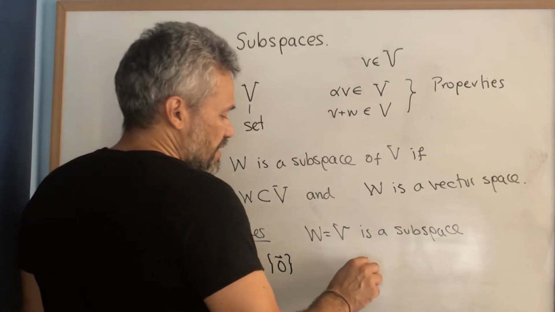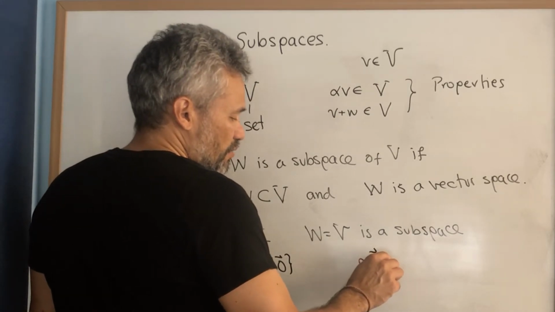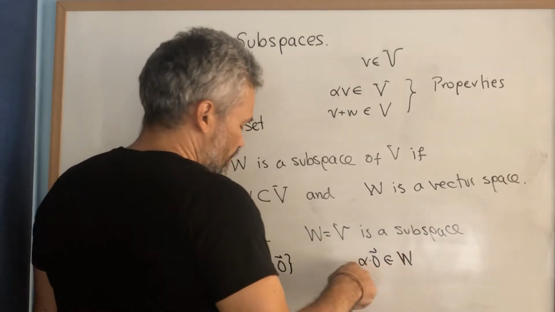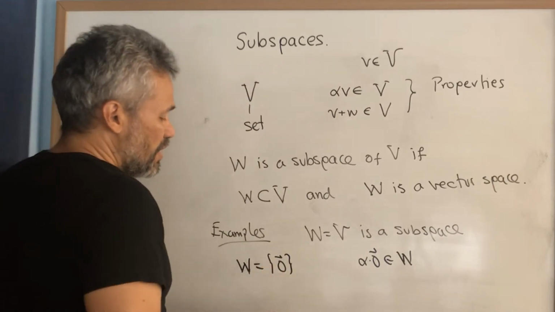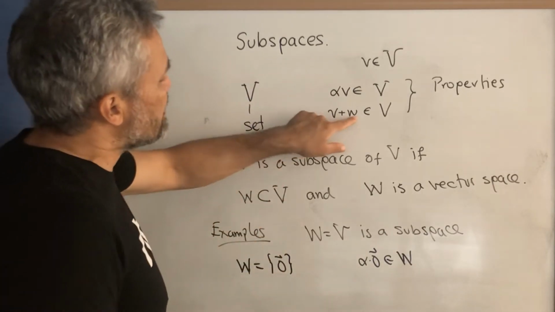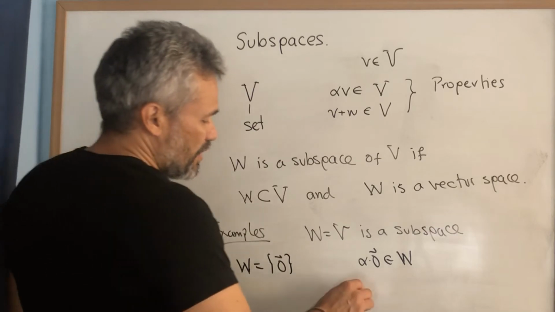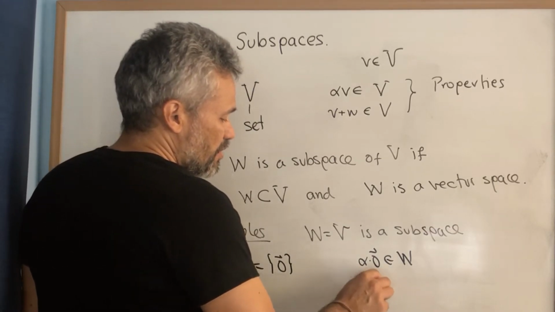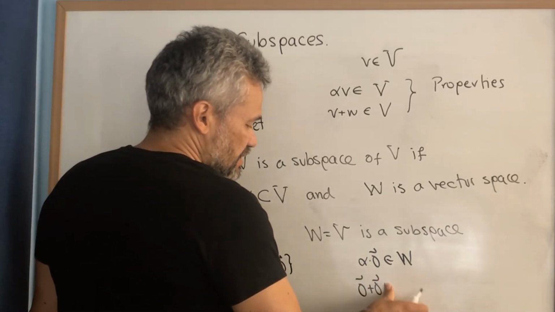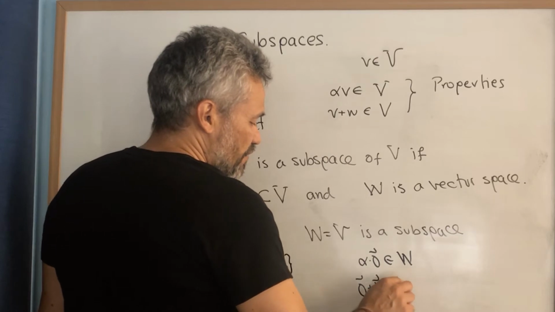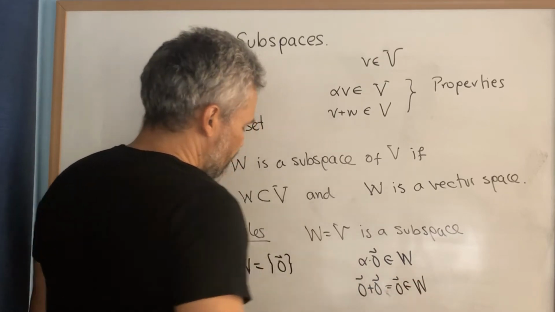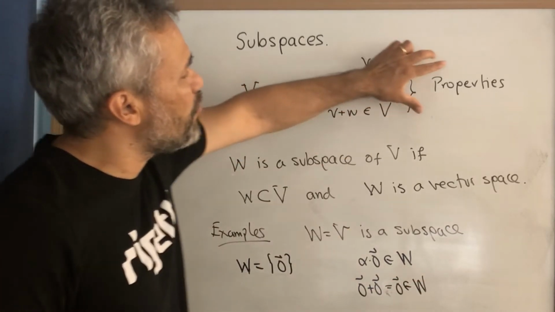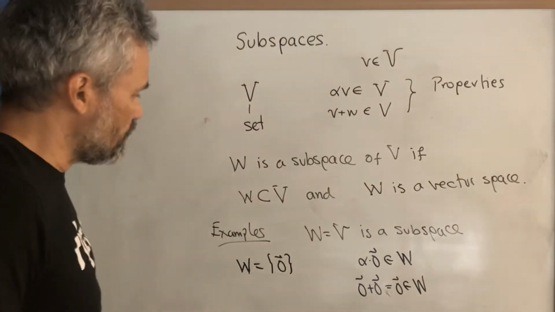If we multiply by a scalar, we get an element in W. There is only one element in W. And if we take two elements in W, but there is only one, if we add 0 plus 0, then we get that this is equal to the zero vector, which is an element in V. And we can check that all the properties are true.